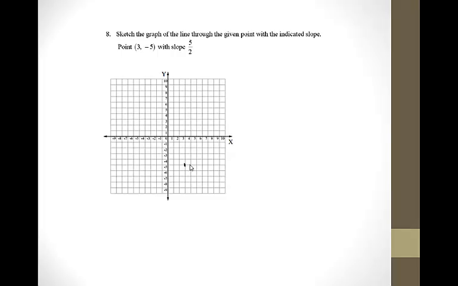Now our slope is 5/2. So that means up 5 over 2. So I'll count. I go up 5 spaces over 2. Up 5 spaces over 2. And now I can connect these with a line. And that's the graph of the line.